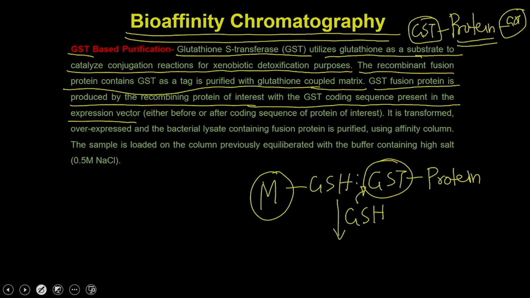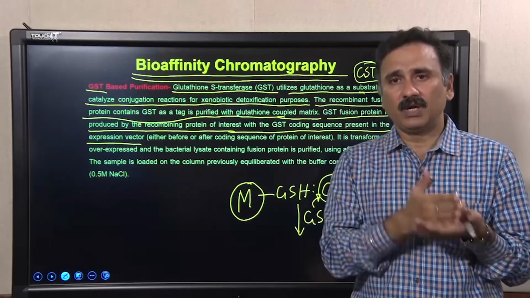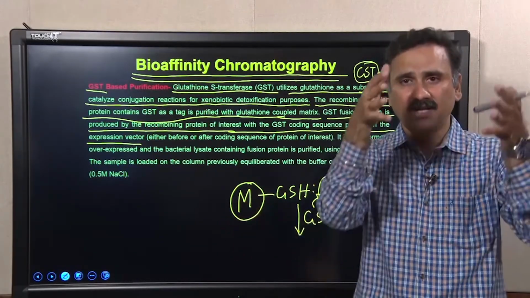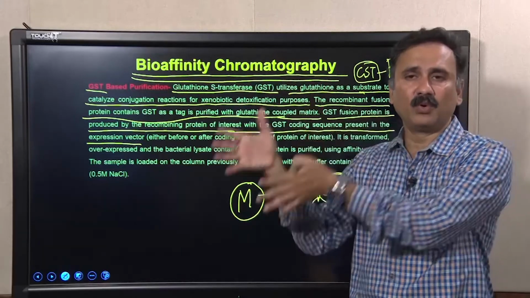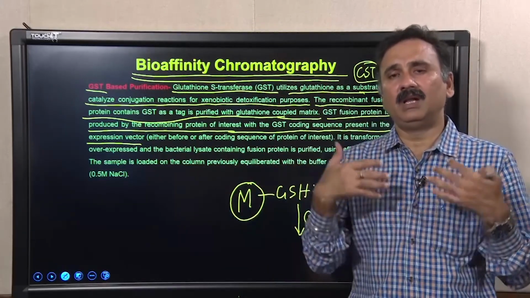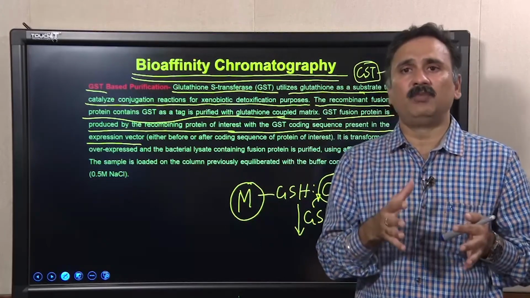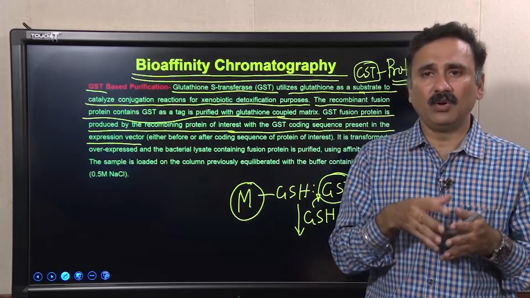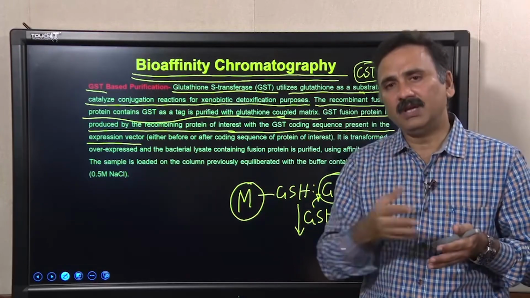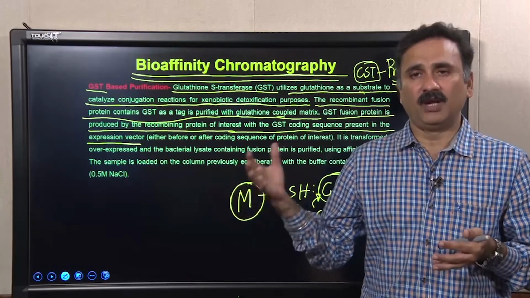Sometimes when you put the GST in the front and you produce the chimeric protein, which contains the GST in the front and then the protein of your interest, that even helps in getting the protein more soluble, because GST is a very soluble protein and it is a cytosolic protein. So, that is how it helps to generate the soluble protein.